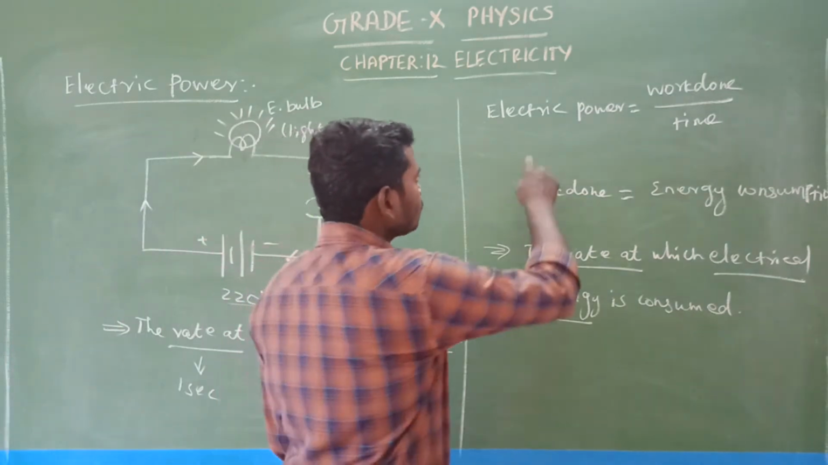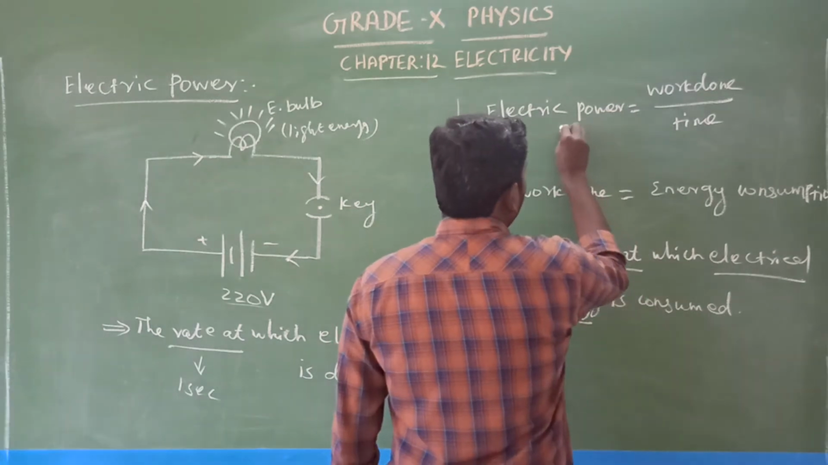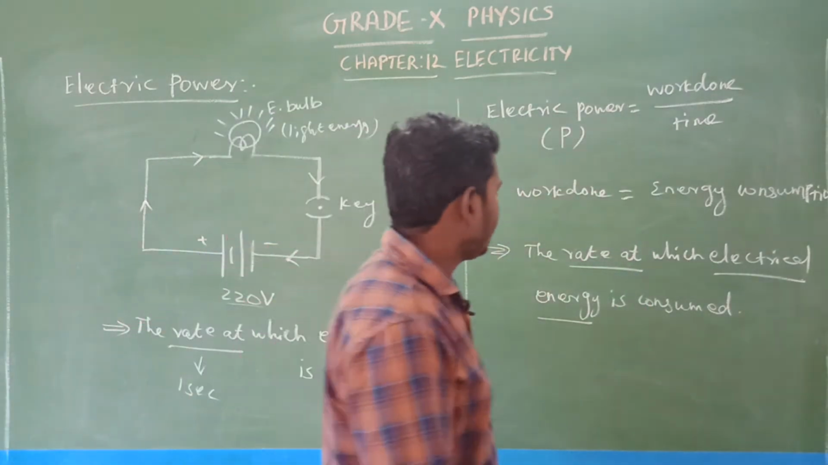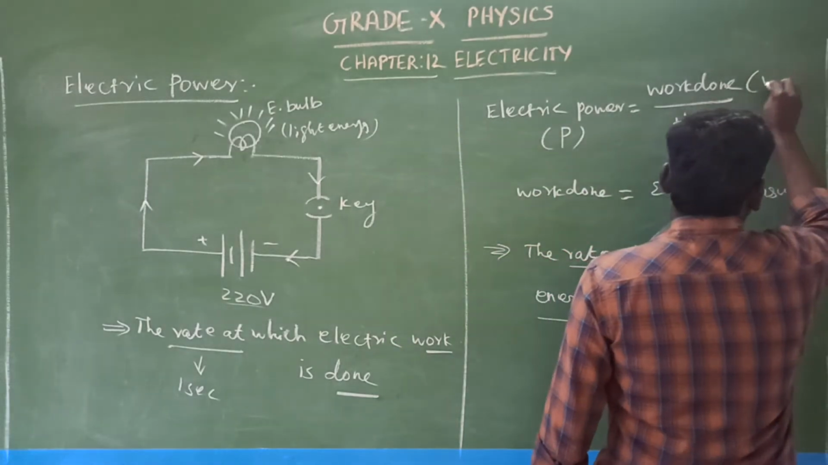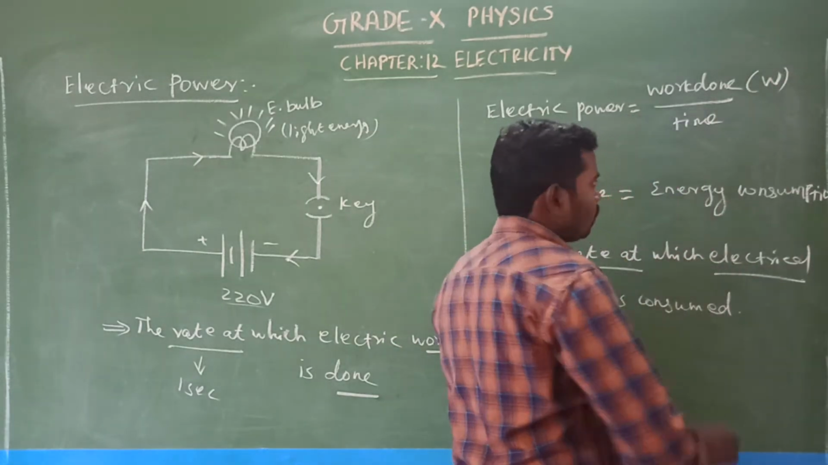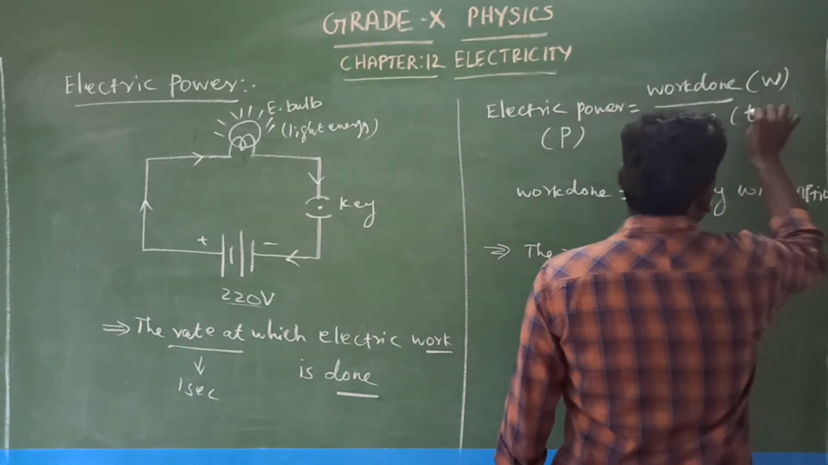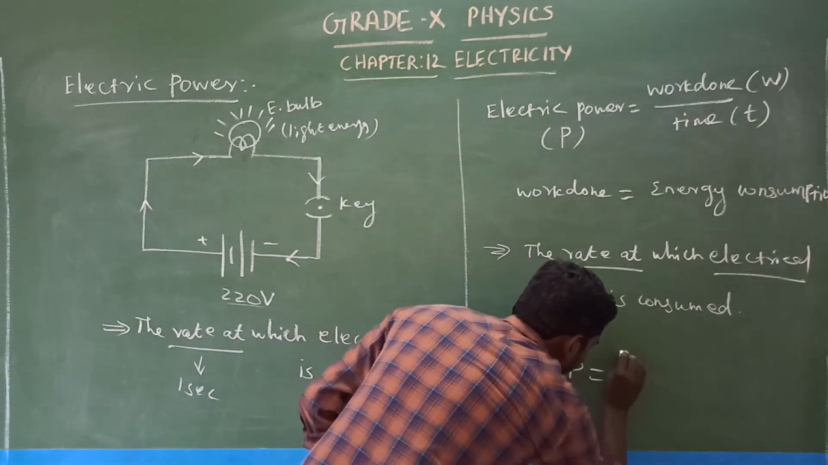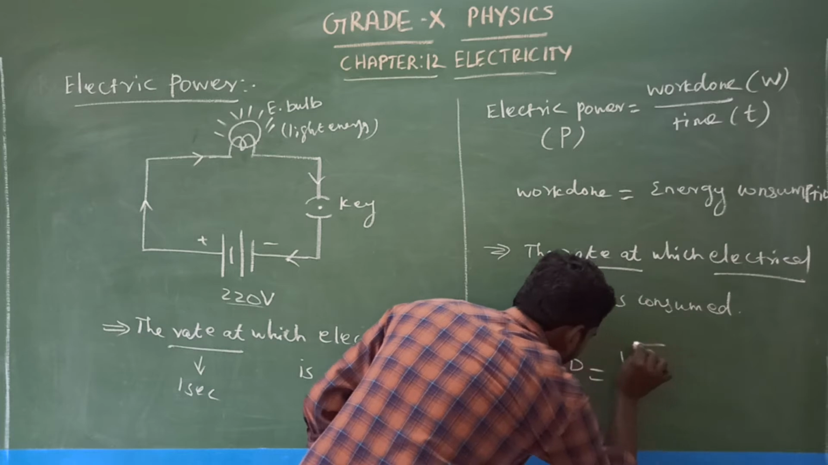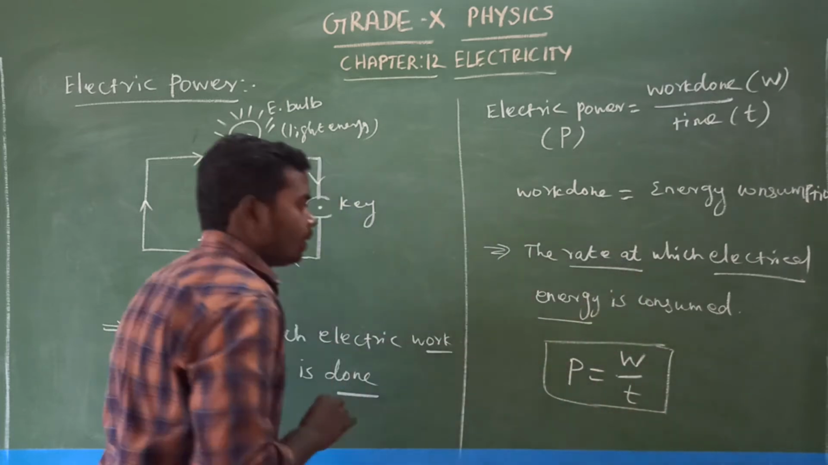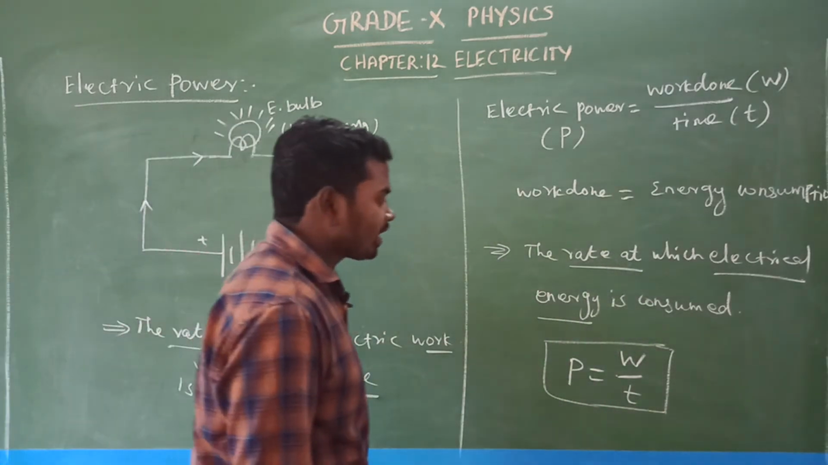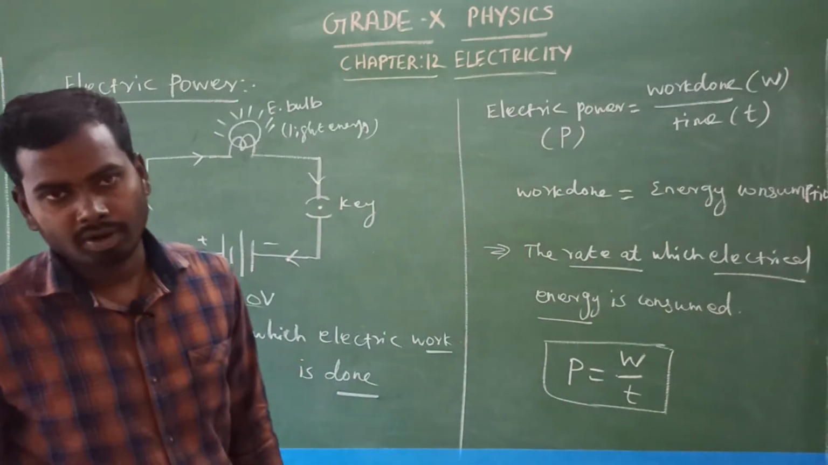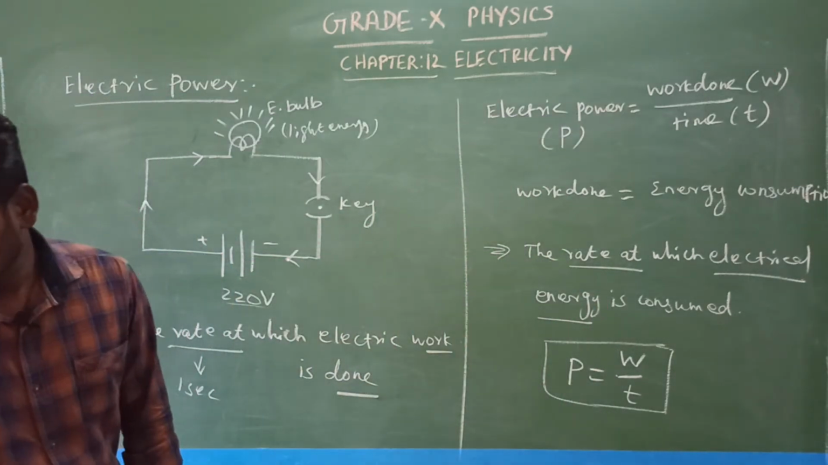So look here. Electric power is denoted by the capital letter P, work done is denoted by capital W, and time is denoted by small t. So P is equal to W by t. This is the mathematical formula for electric power. Is it clear? This is very easy. Don't get confused, okay students?